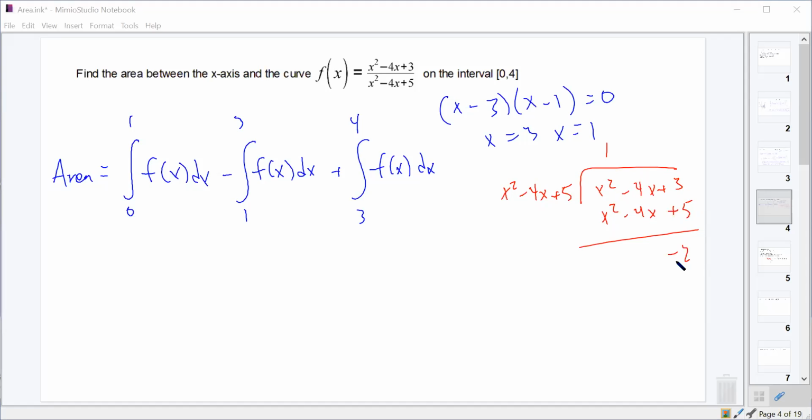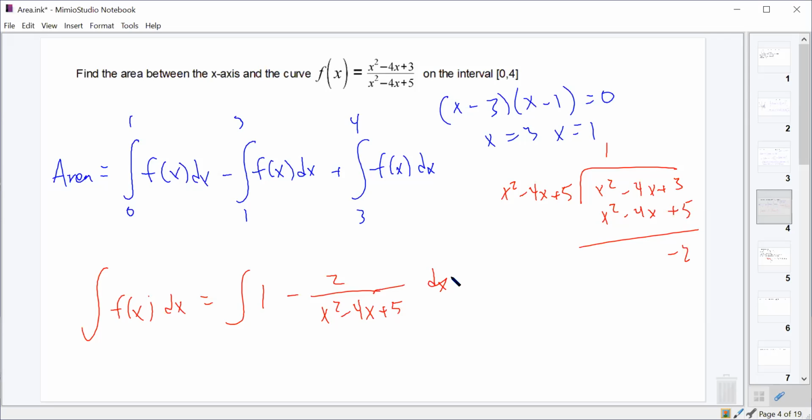So let's just figure out, without the limits of integration there, what's the integral of f of x dx equal to? Well, it's the integral of 1 minus 2 over x squared minus 4x plus 5 dx. So how are we going to figure out that integral? First off, the integral of the 1 part's just x, right? And then we're going to have a 2 that we can pull out in front of that.